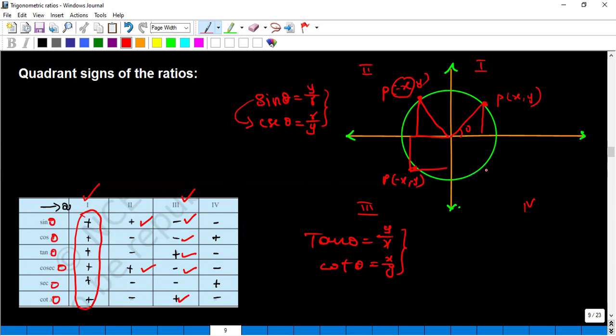Then the fourth quadrant, x comma minus y. Wherever y is involved, all of them are negative. Y is involved in sin, tan, cosecant, cot. Here, cos and secant, these two are positive. So, how to remember this is very important.